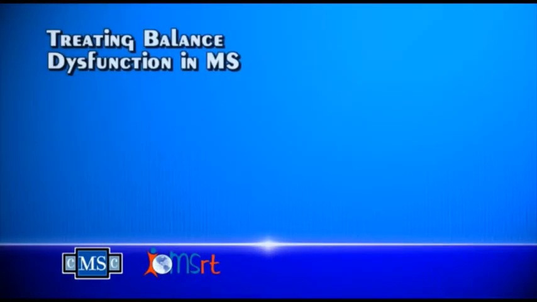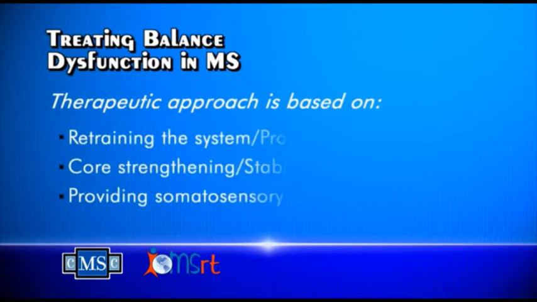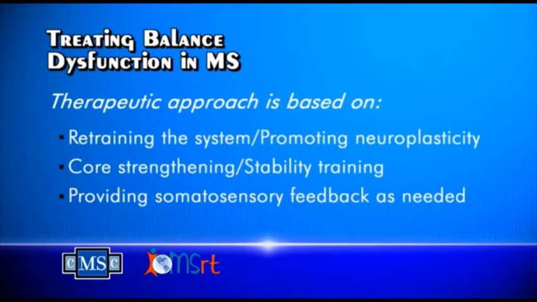When we're treating balance dysfunction in multiple sclerosis, there are specific therapeutic approaches that we should utilize. Number 1, whenever possible, we want to retrain the system. That is, promote neuroplasticity, better communication of all of the balance systems working together.